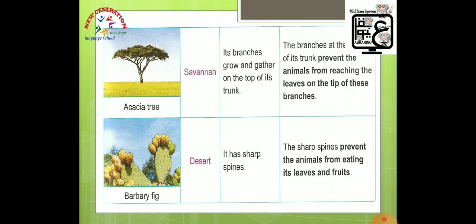Number five, acacia tree. Acacia tree lives in savanna forest. Super. And it has branches that grow and gather on the top of its trunk. Why? To prevent the animals from reaching the leaves on the tip of these branches. And now we're going to talk about the Barbary fig. Barbary fig lives in desert, and it has sharp spines. Why? To protect its leaves and fruits from being eaten by animals.